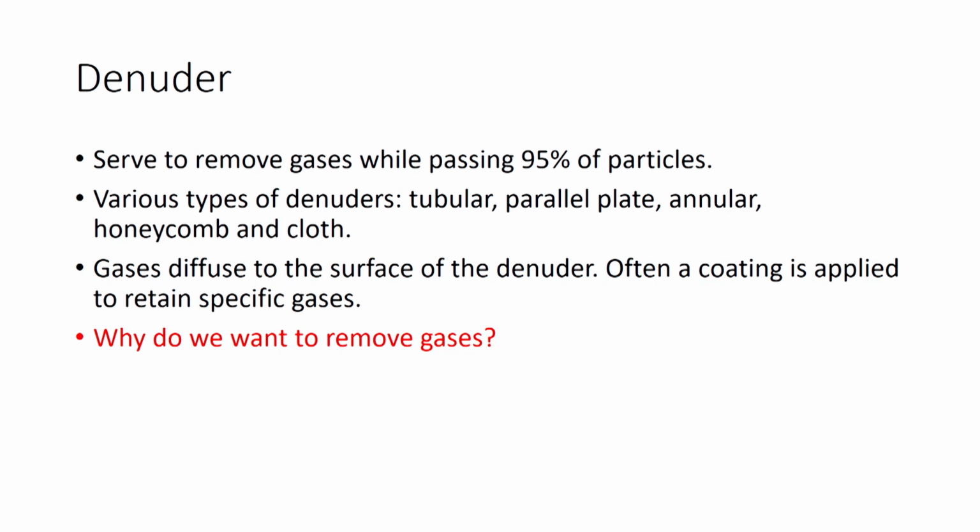Then one more important component is the denuder. This serves to remove gases while passing 95% of the particles to the filters. It depends on how many particles you want to collect on the filters. This is usually what we call collection efficiency, and denuders are usually used to remove gases while passing 95% of the particles. They allow the particles through.